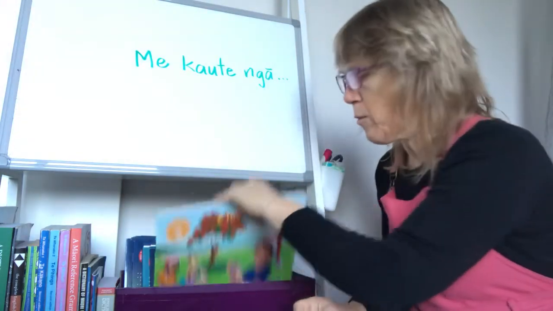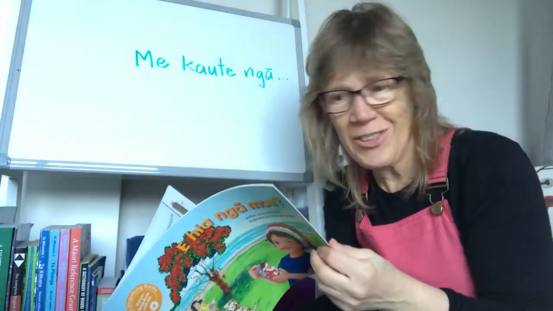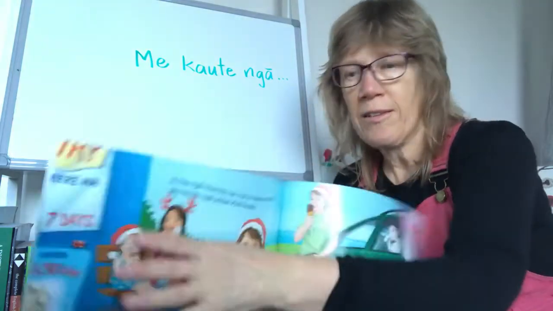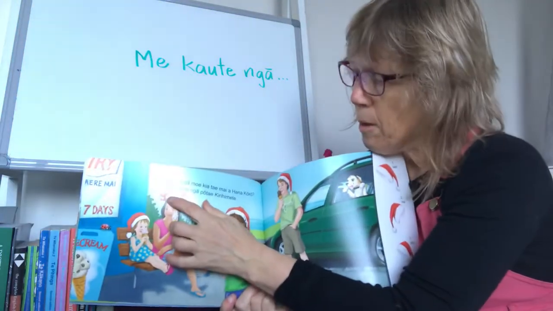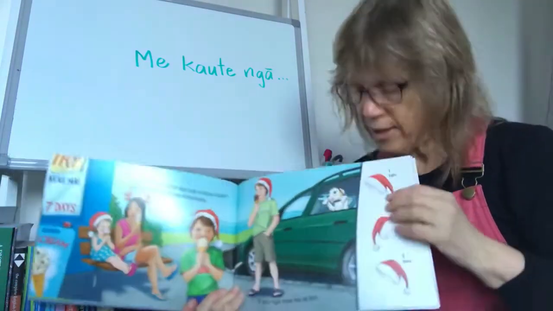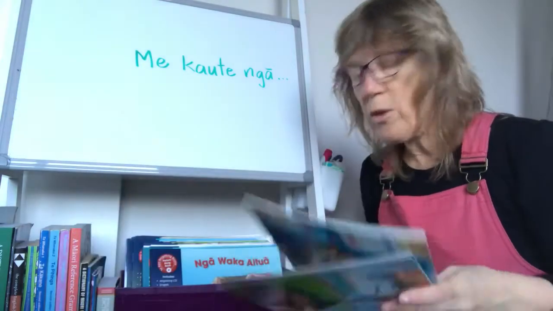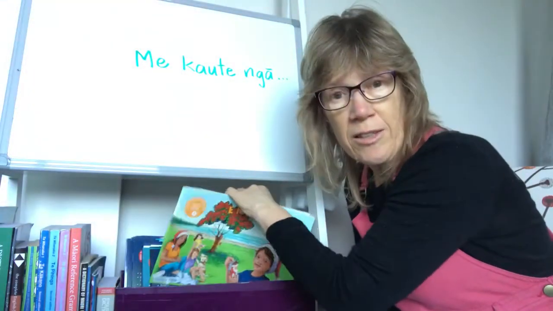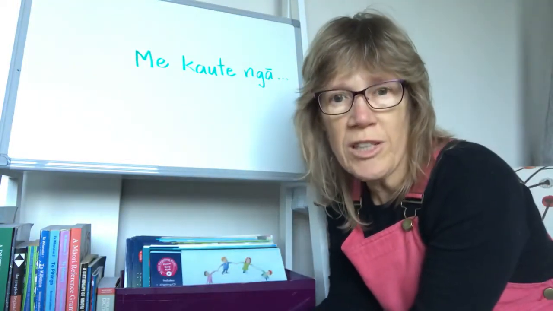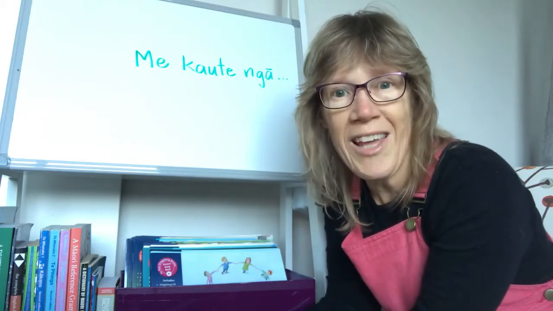And then the other book that we've got it in is our Christmas book. And so when you're getting closer to Christmas, you might like to use this in the same way. So this is me kaute ngā on this page, for example, pōtai kirihimete, let's count the Christmas hats, tahi, rua, toru. When you're counting something, it's good to add in the Māori counting numbers, especially if that's something that you're wanting to teach. You can count in English if you like, or you can count in both, or other languages.